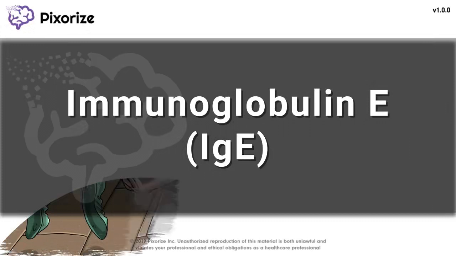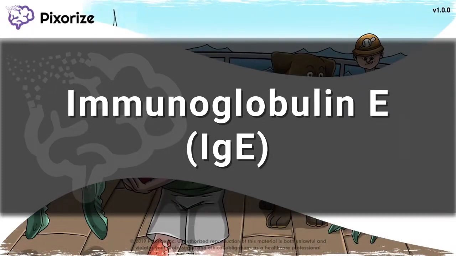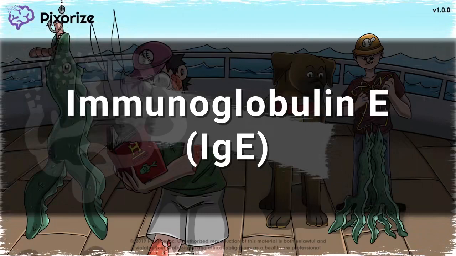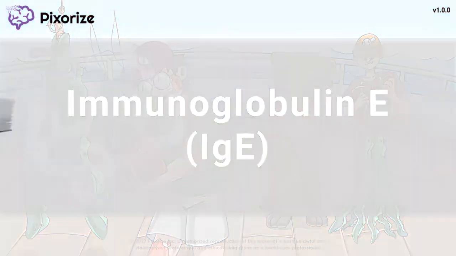Immunoglobulin E, or IgE for short, is one of the 5 classes of antibodies. It serves an important role in fighting helminth infections. There are many facts to remember about IgE, so I will give you a visual mnemonic to help you remember all the key points on exam day.